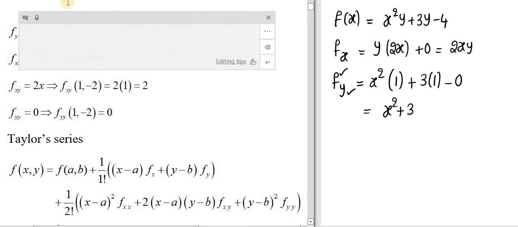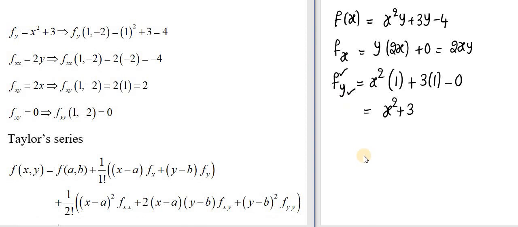Okay. Now, the value of fy at 1 comma minus 2. So, replace x with 1. Then we are going to get 1 square plus 3. 1 square plus 3 is 4 itself.